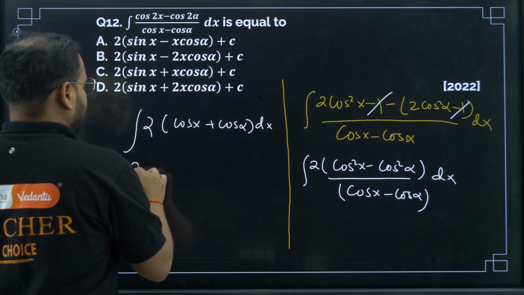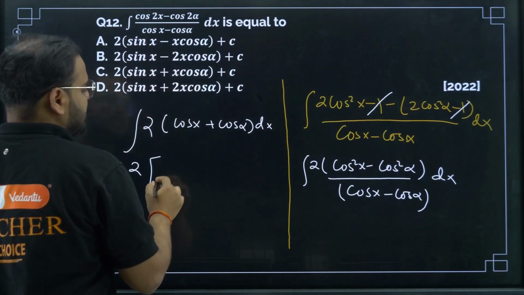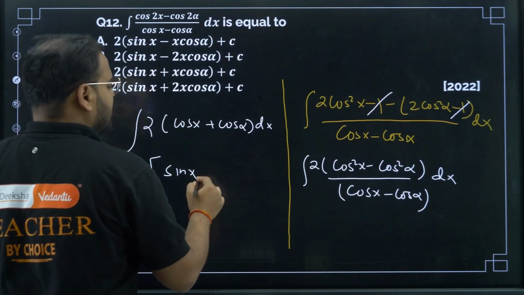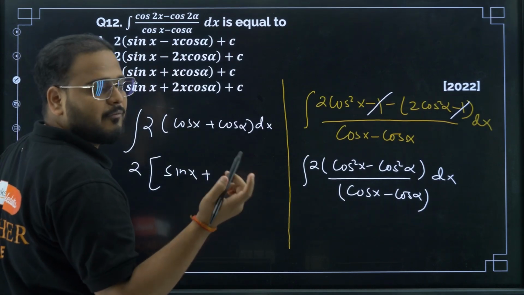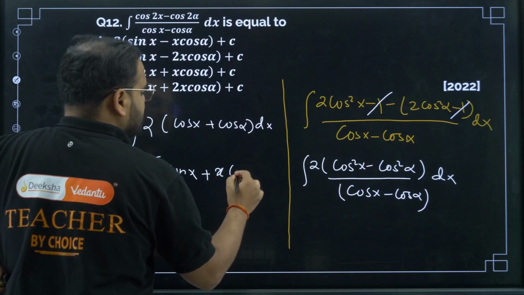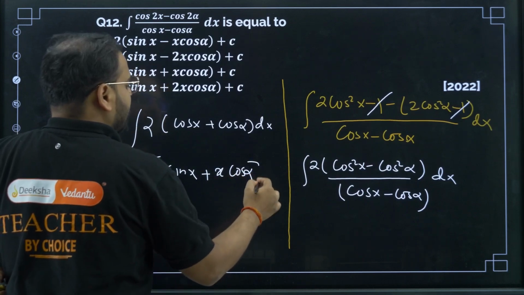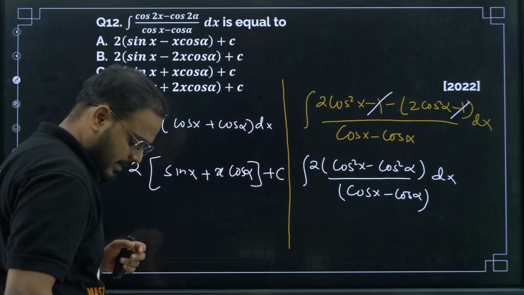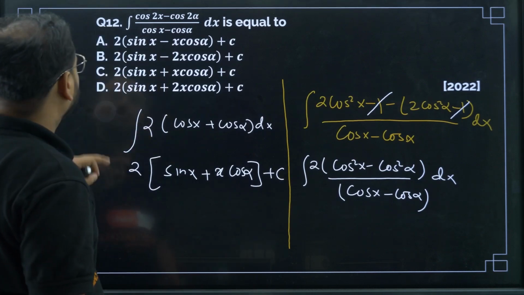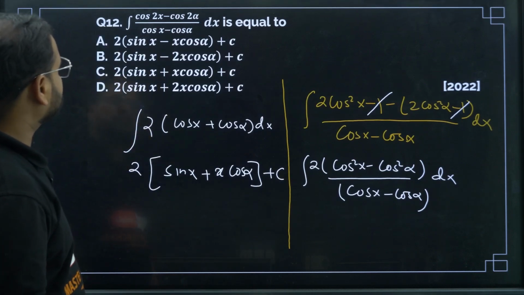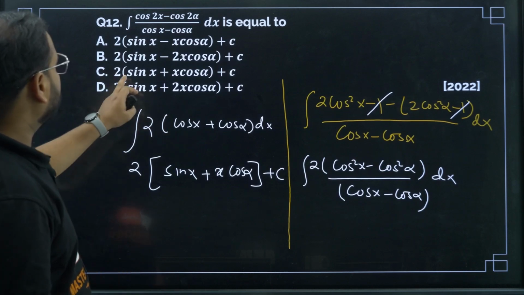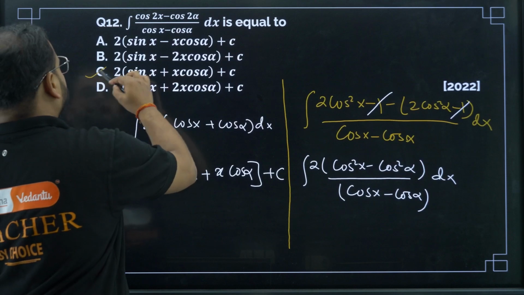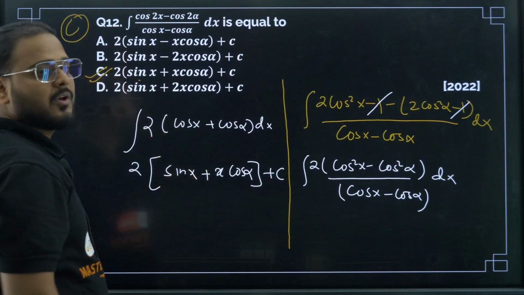Now if you integrate this, take the 2 common outside, cos x integration is simply sin x. Integration of cos alpha: cos alpha is a constant, so I'll have dx integration, so x cos alpha, and then plus c will come. Please check any option like this. So 2 sin x plus x cos alpha. Yes, option C, 2 sin x plus x cos alpha plus c. Option C is correct.